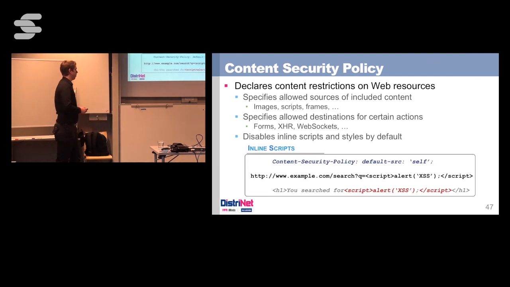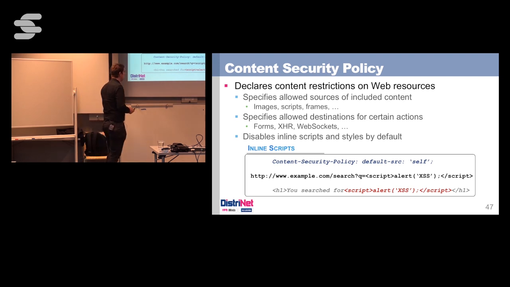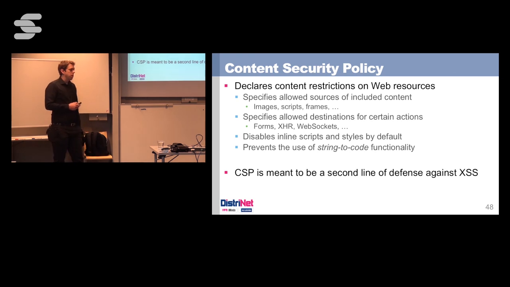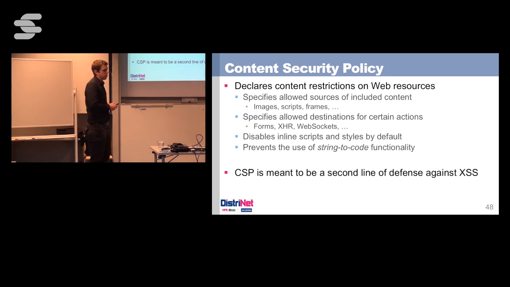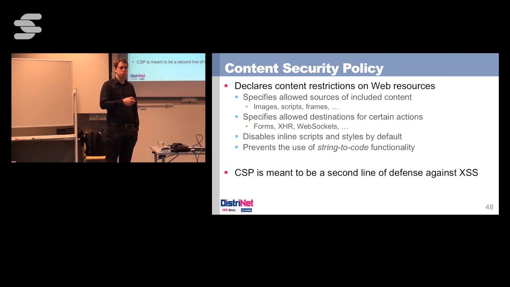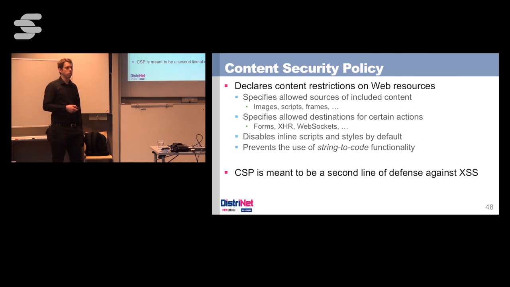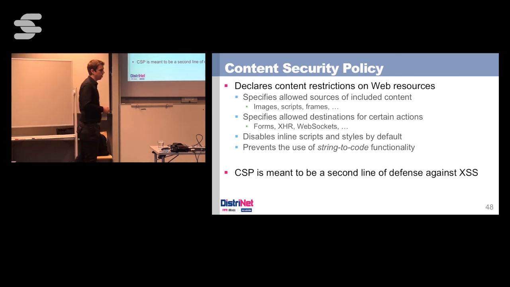The example from before with a cross-site scripting attack will not be executed anymore because it's considered an inline script. And the policy here prevents anything that doesn't come from ourselves from being executed, including inline scripts. CSP is meant to be a second line of defense against cross-site scripting. So essentially, you should do the traditional countermeasures. You should output encode. You should make sure that you don't have scripts as input. But by deploying a CSP policy, you ensure that if there is a hole, an attacker can still execute some script that is severely restricted and probably will fail in the attack if you have a good CSP policy.